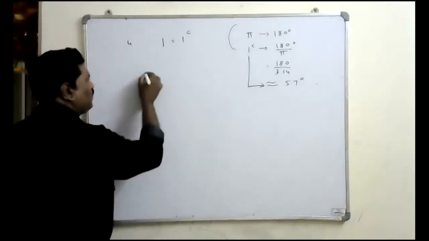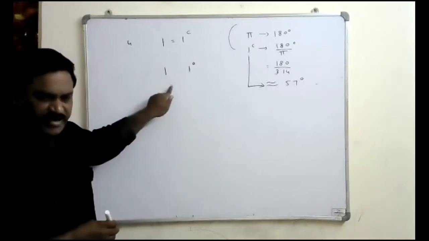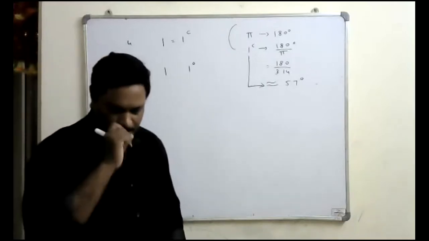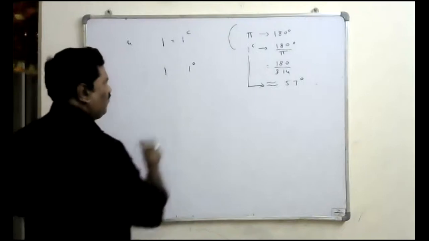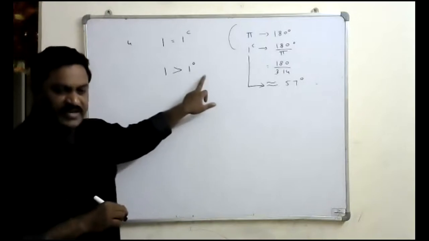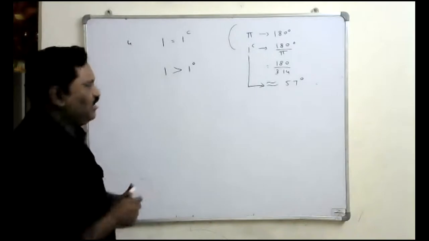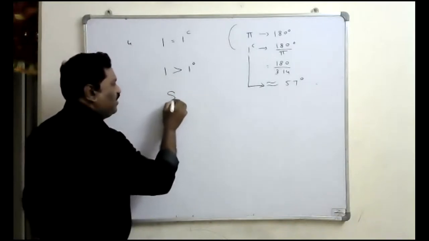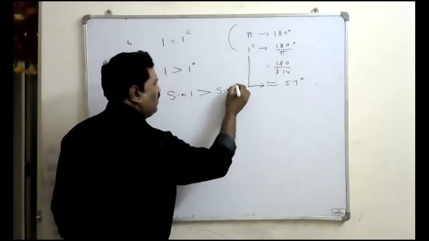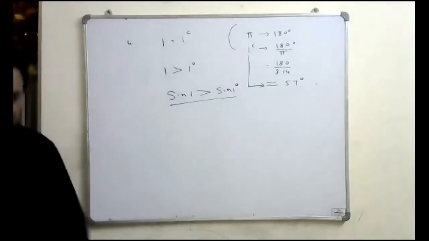So therefore 1 and 1 degree. 1 means 57 degree and this is 1 degree. Out of these two, which is the bigger one? 1 is bigger than 1 degree because 1 radian means 57 degree. So therefore, if you apply the sine on both the sides, then sine 1 is greater than sine 1 degree. This is the relation that we have to remember. Sine 1 greater than sine 1 degree. Okay, take that.